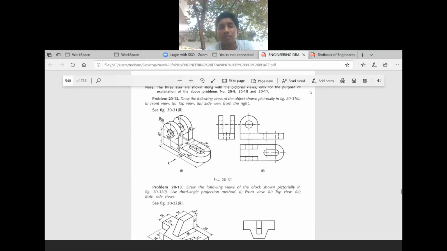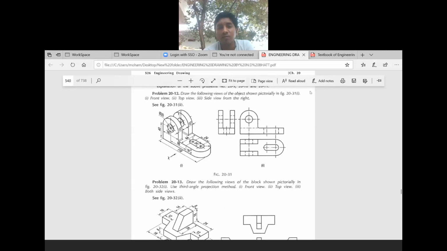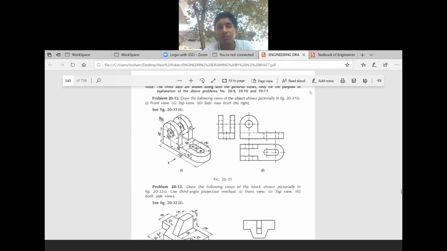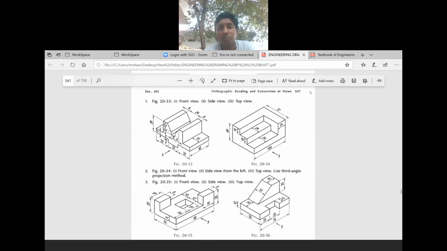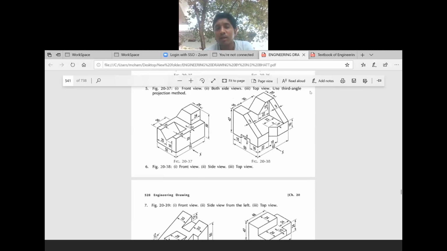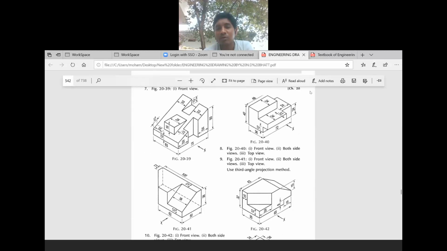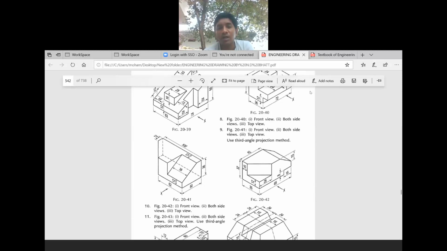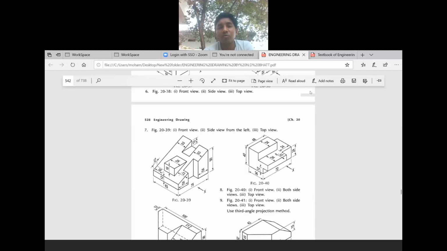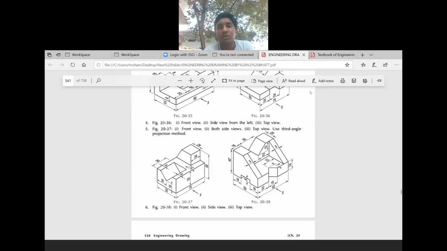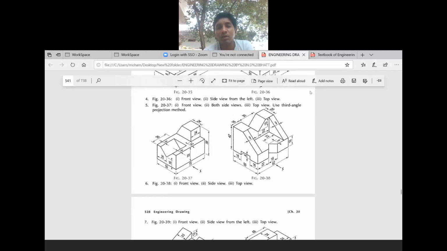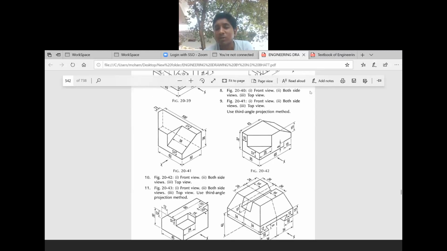You have a problem here, and the solution is already given for this problem, 20.12, 20.13. Then you have a number of exercise problems where you have to draw the front view, top view, and side view using different angles of projection. He will ask in the question to use the third angle projection method. If he doesn't ask, you need to draw in the first angle projection method.